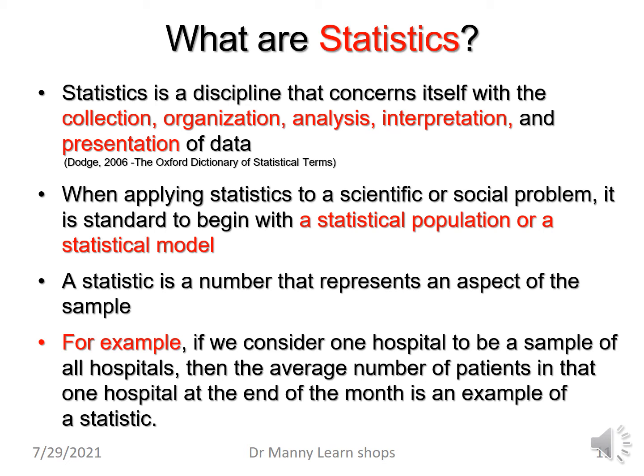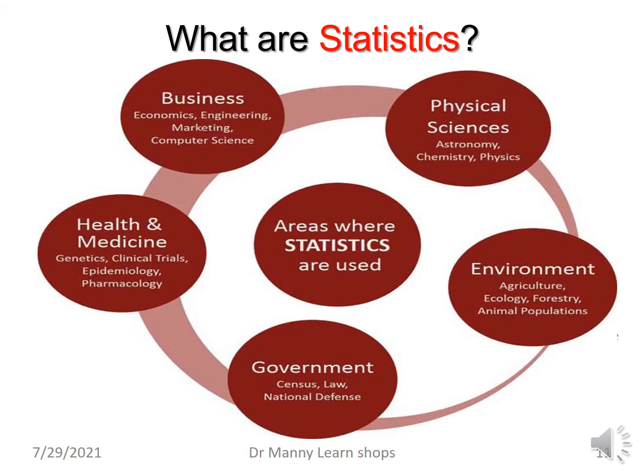A statistic is just a number that represents an aspect of a sample, as we said. So for example, if we consider one hospital to be the sample of all hospitals, then the average number of patients in one hospital at the end of the month is an example of a statistic. Statistics can be applied in business, the physical sciences, environment, in the government, health and medicine, and many more.